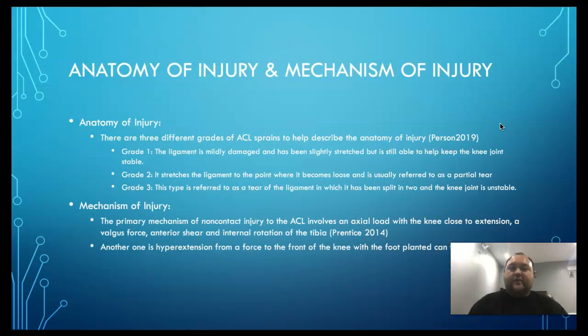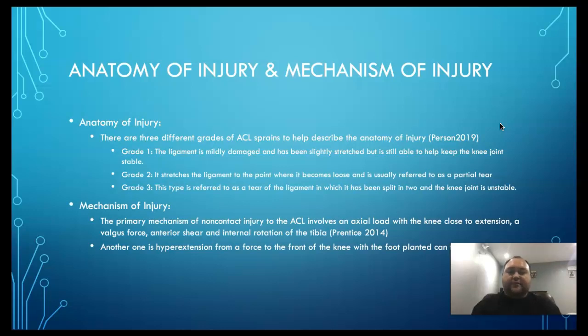Anatomy of the injury. There are different grades of ACL sprains to help describe the anatomy of the injury. Grade 1, the ligament is mildly damaged and has been slightly stretched, but is still able to help keep the knee stable. Grade 2 stretches the ligament to the point where it becomes loose and is usually referred to as a partial tear. Grade 3 is referred to as a tear of the ligament, in which it has been split in 2 and the knee joint is unstable.